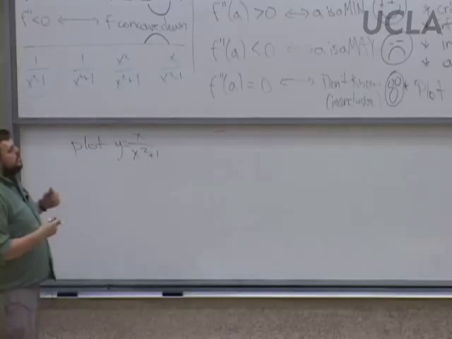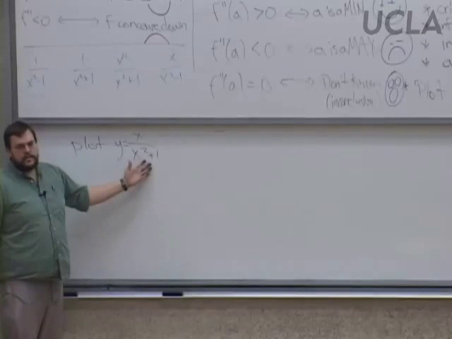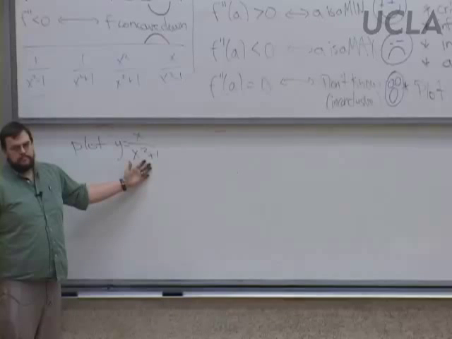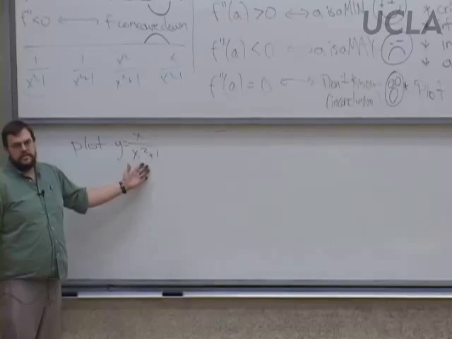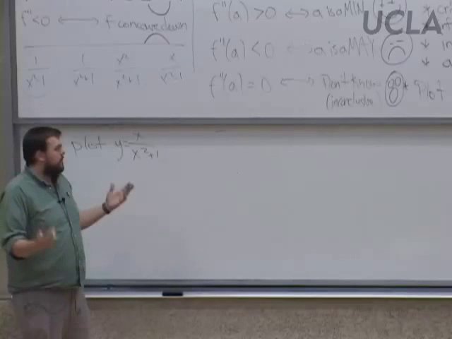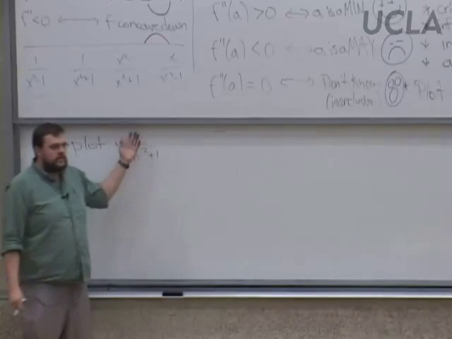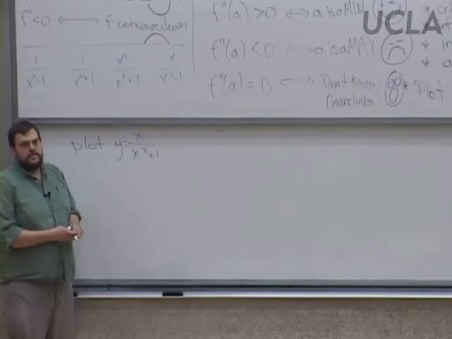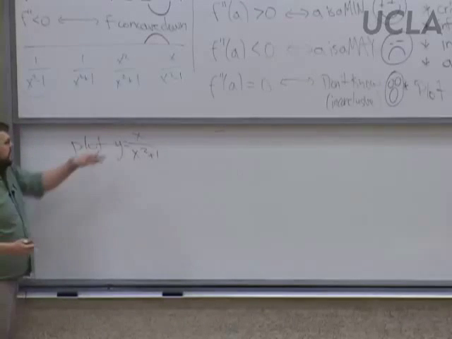Let's first talk about asymptotes. Are there any vertical asymptotes? Can the denominator ever be 0? No, because you're squaring something and you're adding one, that's always going to be positive. So there's no vertical asymptotes. Are there any horizontal asymptotes? There is. What's the horizontal asymptote in this case?